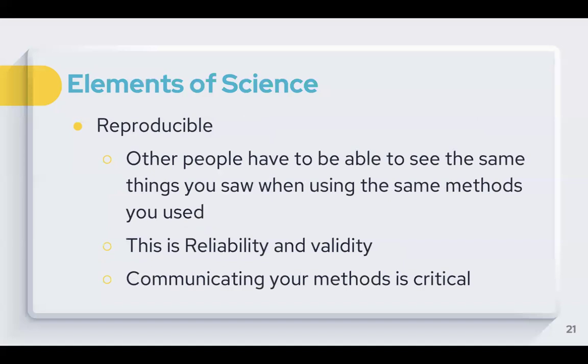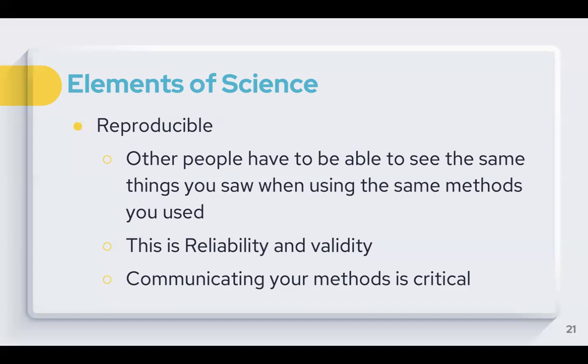Science also has to be reproducible. You have to be able to show it over and over. And so when you can show it over and over, that means it's a reliable finding. You can see it again and again. I have a cake that I make. People like my cake. It's pretty reliable. And so every single time I make it, people like it.